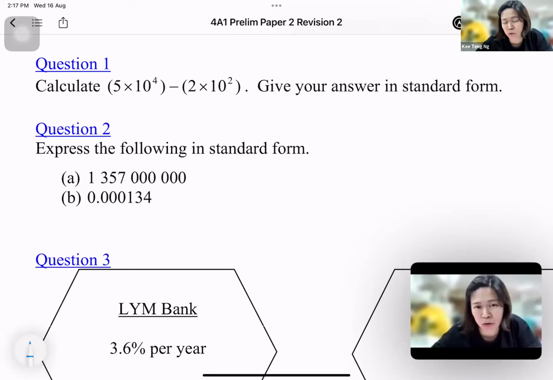Okay, today we're going to go through the 4A1 Prelim Paper 2 revision worksheet 2. Yesterday I went through revision worksheet 1, so I'm sending you the answers in the chat group and I'll post on Google Classroom later. Okay, so let's go through the first question.